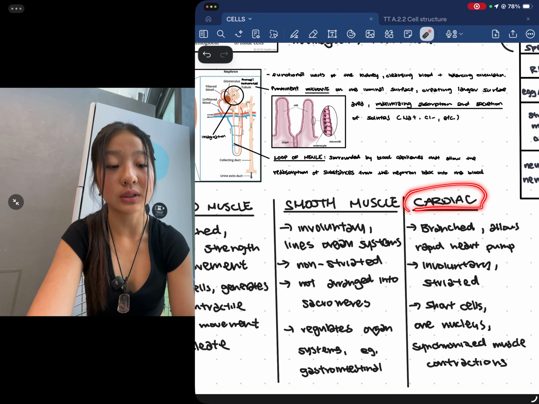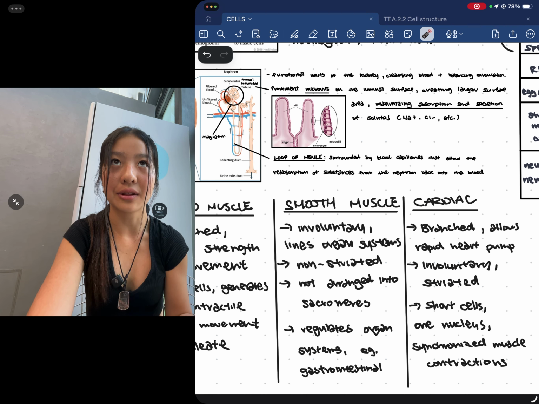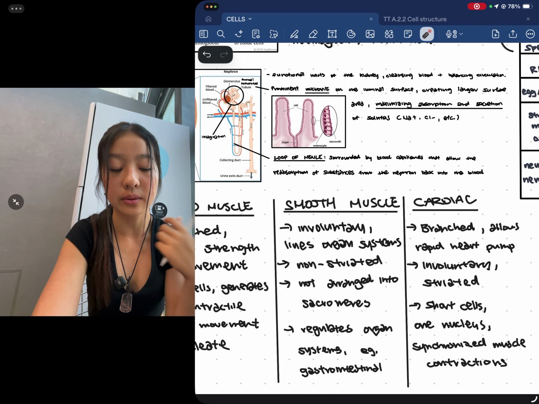Then the cardiac muscle is branched and allows for rapid, simultaneous heart pumping, so it allows the heart muscles to pump at the same time to allow for contractions. They are short and they only have one nucleus. And because they're branched, they can allow for synchronized muscle contractions.